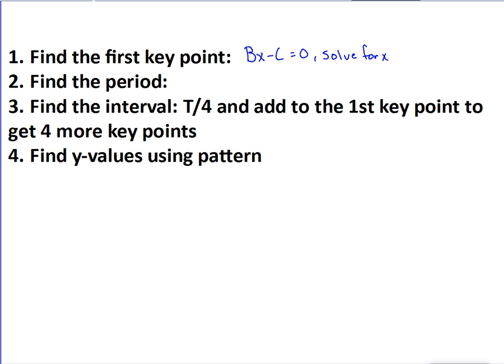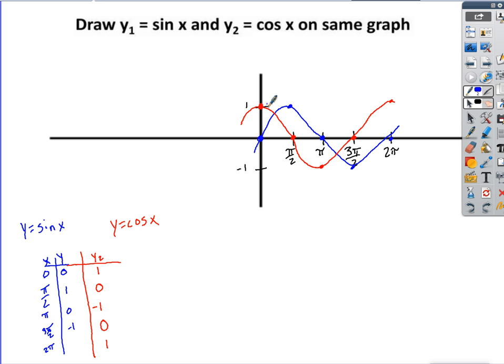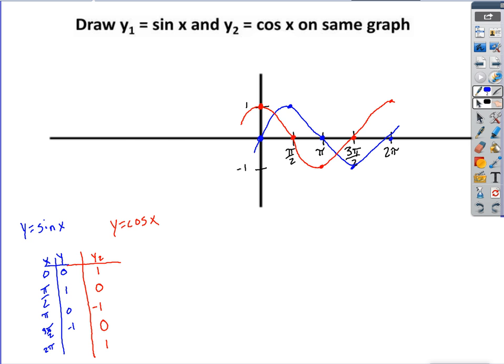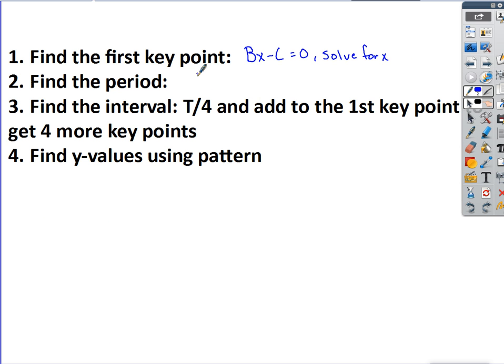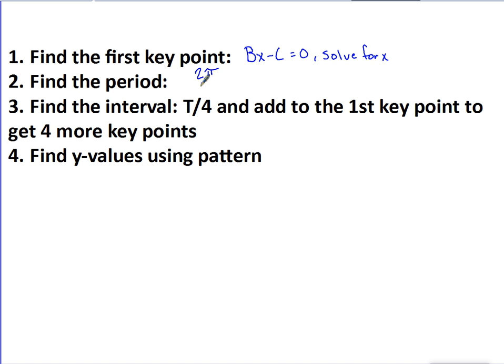Then I'm going to find the period. If we look at that cosine graph, from top to bottom back to the top, it also has a period of 2 pi. So we find the period the same way we did for sine, 2 pi over b. Then find the interval. The interval is still the period divided by 4, and we add that to the first key point until we have a total of 5. So far from the first 3 steps, it is exactly the same as when we graphed sine.